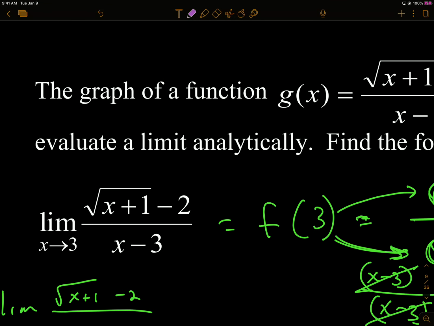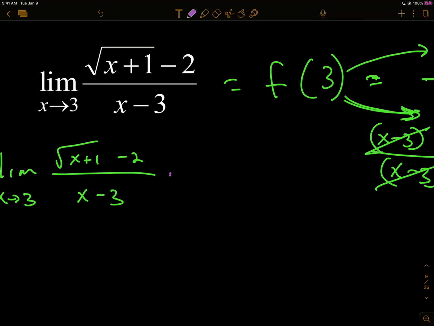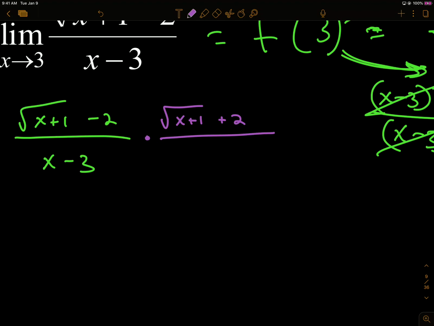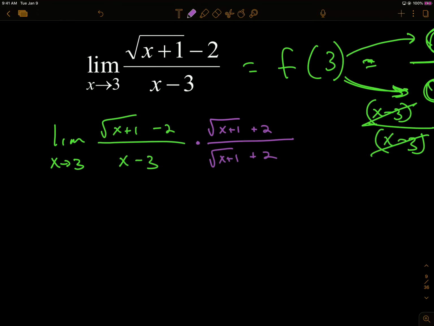I am allowed to multiply the top by anything I want. I'm going to choose that because I know it's going to rationalize it. If I multiply the bottom by the same thing, then I won't change the value of the function. I'll just be changing the look of it.